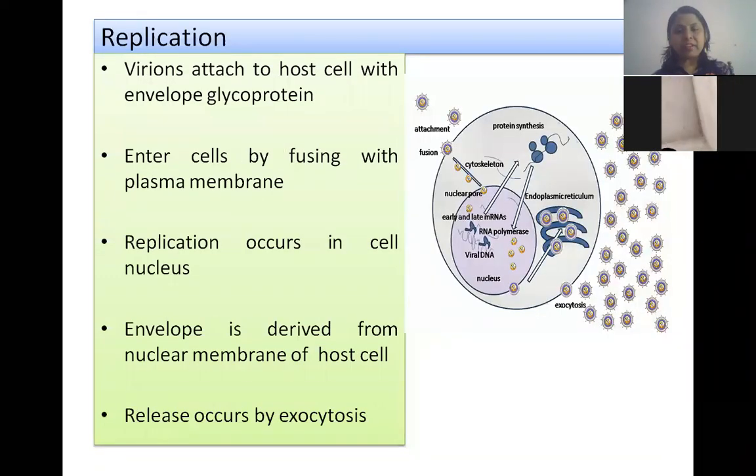Coming to replication, the virus attaches to the host cells with the help of envelope glycoproteins, and enters by fusion with the plasma membrane. Its replication occurs in the host nucleus, and the envelope is derived from the nuclear membrane of the host cells. Before exocytosis, the virus enters the endoplasmic reticulum, and then through exocytosis the virus is released.